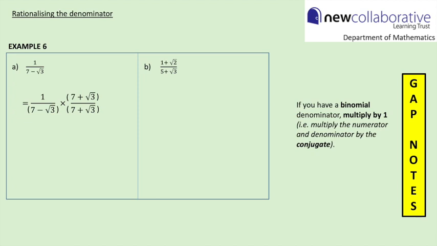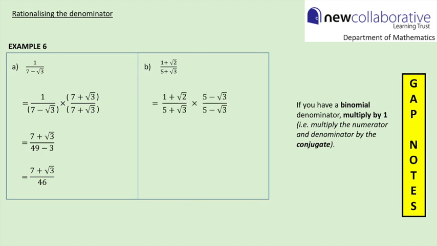And so we end up with the numerator being 7 add root 3, and when we expand and simplify the denominator, we end up with 49 take away 3, which equals 46. So we get 7 add root 3 over 46, and we have rationalised the denominator. We use the same technique for part B. So we're going to multiply the numerator and the denominator by the conjugate of 5 add root 3, which is 5 subtract root 3.